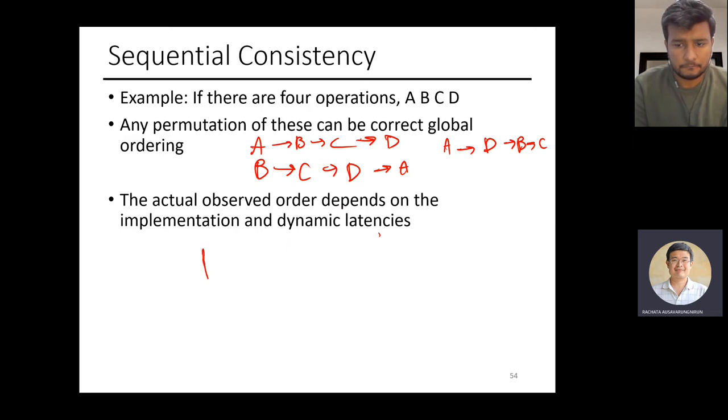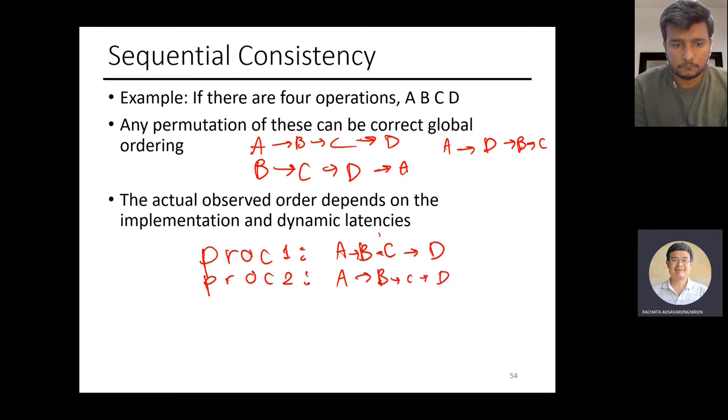The issue is this. If processor one sees A, then B, then C, and then D, processor two and everyone else has to also see the same sequence, A and then B and then C and then D. If processor one sees D and then A and then B and then C, processor two and everyone else also needs to see the same sequence, right? This is sequential consistency. Everyone that is running needs to observe the same sequence. Otherwise, the hardware is wrong.